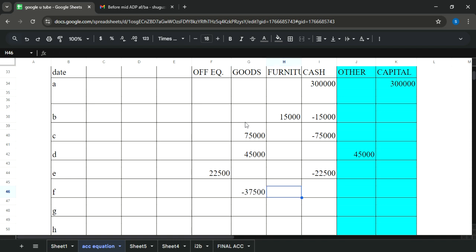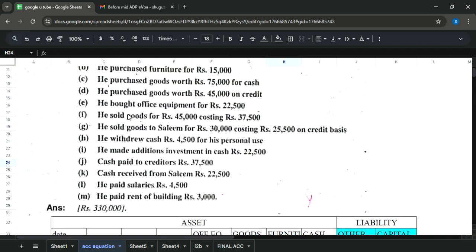Okay, let's get back to the F entry. You are selling your goods for 45,000. When you sell your goods, you will receive cash. Obviously, you are doing your business for the sake of profit. Cost of commodities was 37,500. You have sold these commodities for 45,000. It means you are earning profit.